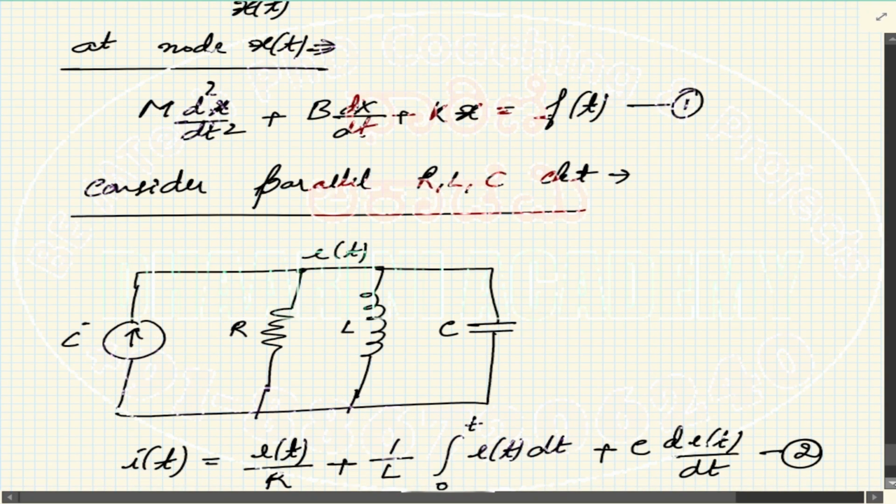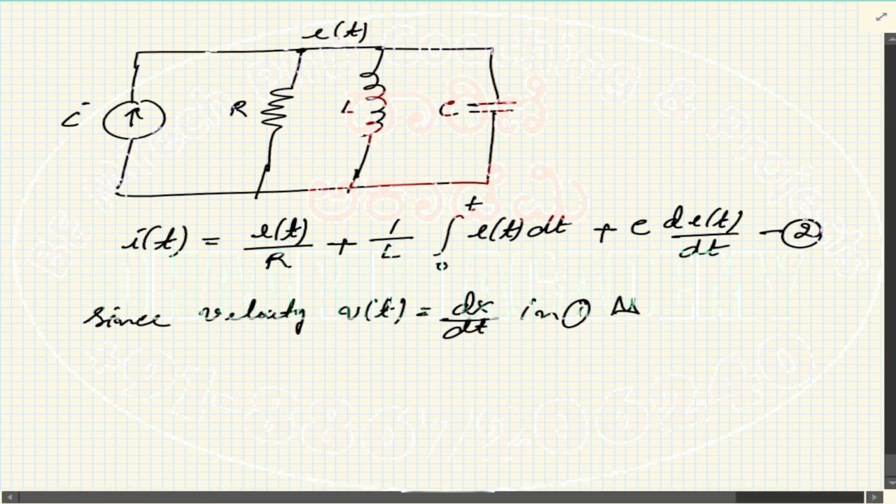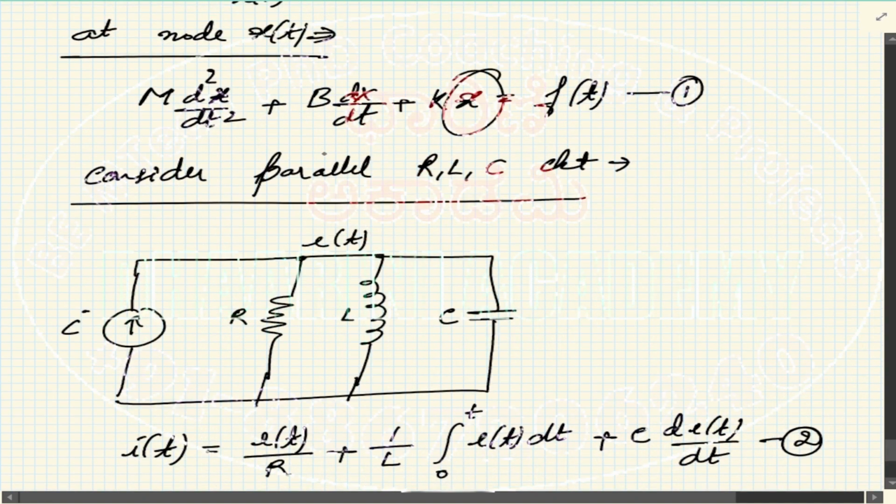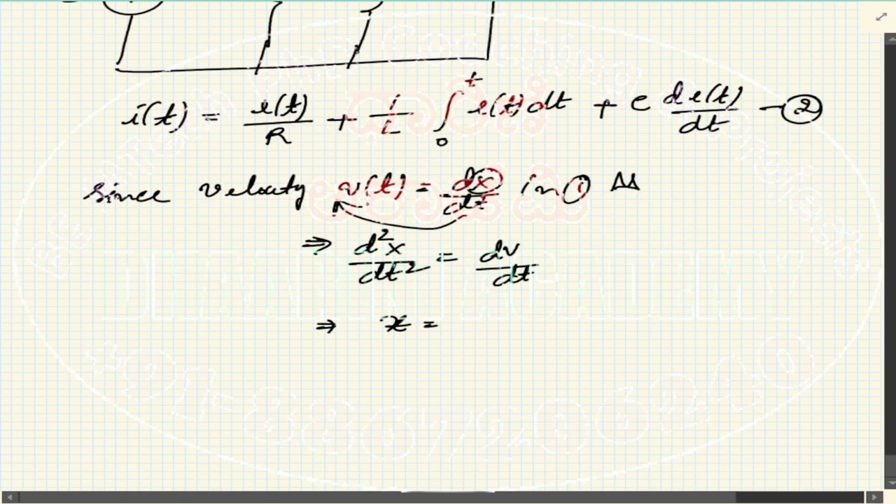So d square x of t by dt square will become what? All right, so dx by dt is this. So if you have d square x by dt square, this should be simply dv by dt, correct? Rate of change of velocity. And also there is a term simply x now, right? You can see that there is a term x in equation number 1. So how do you write x in terms of v now? I need x in terms of v. So x is equal to the integral of v of t dt. So these three modifications I have to do in equation number 1.